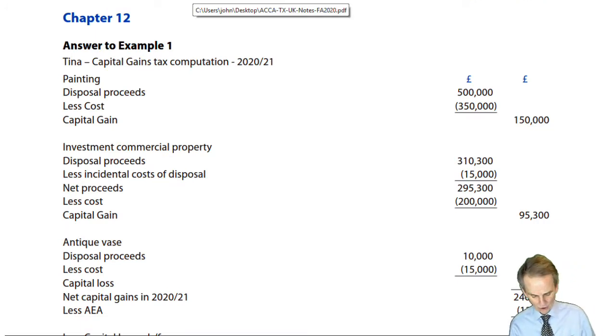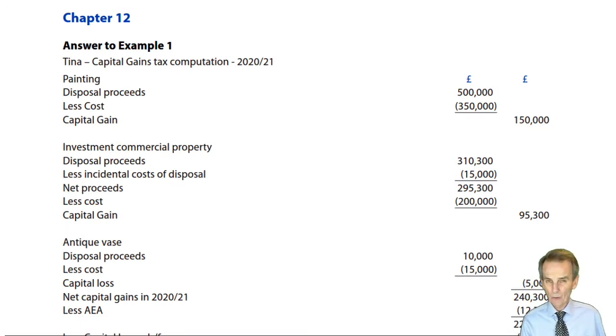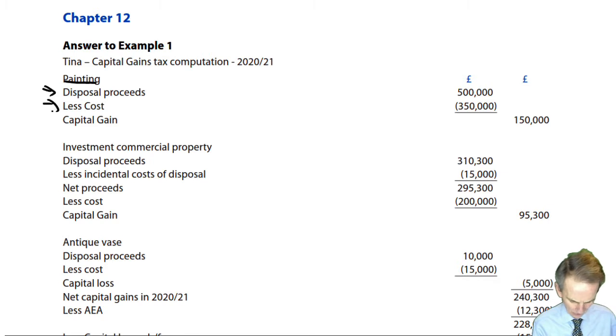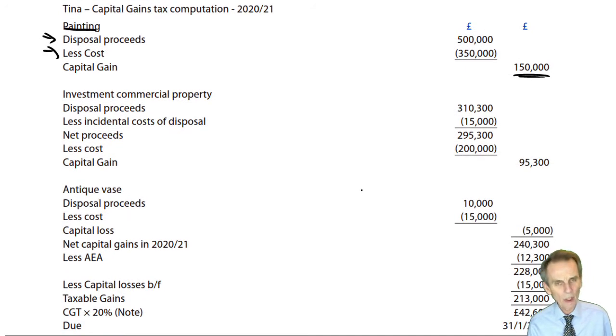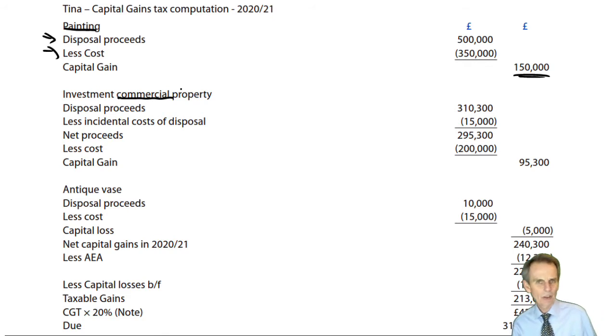In terms of the calculations of the gains and losses themselves, I would hope not too much difficulty there. We knew our disposal proceeds in relation to the painting, we knew our cost, and therefore it's an easy calculation of the gain. The investment commercial property. Now I keep emphasising commercial property. Had this been residential, then the calculation of the gain itself would not have changed. It would be exactly the same. It always is. What are our disposal proceeds, and what are the allowable costs that we have incurred to set against that, and establish the gain accordingly.